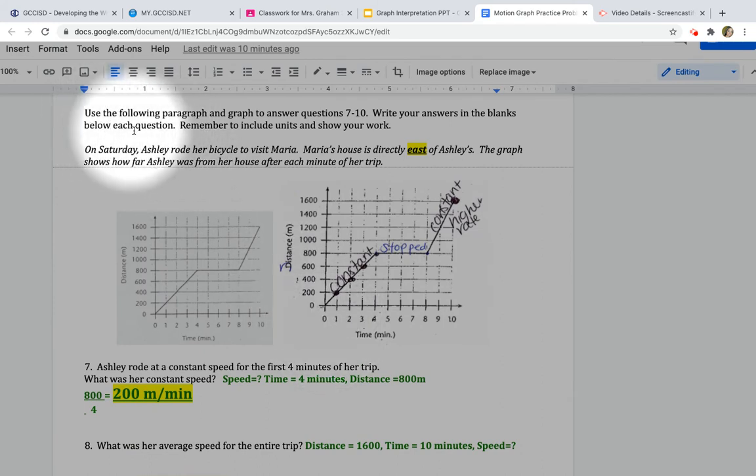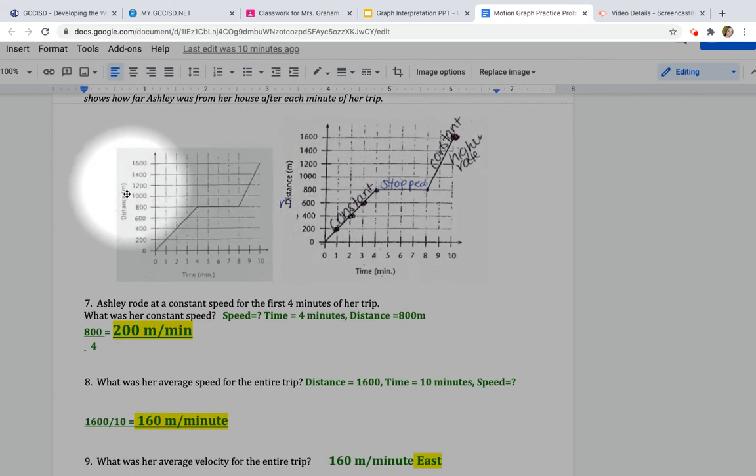All right, now use the following paragraph and graph to answer questions 7 through 10. On Saturday, Ashley rode her bicycle to visit Maria. Maria's house is directly east of Ashley's. The graph shows how far Ashley was from her house after each minute of her trip. So you guys were given this graph, okay? This is a graph that is already labeled. This is only on mine, okay? Because I hold the answers. Unfortunately, you guys have to dig for them and really think, all right?